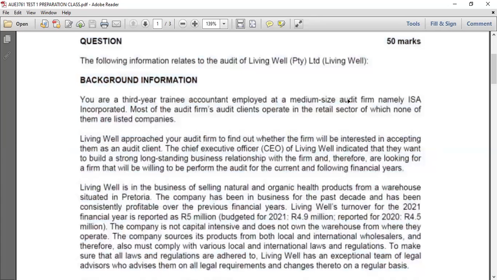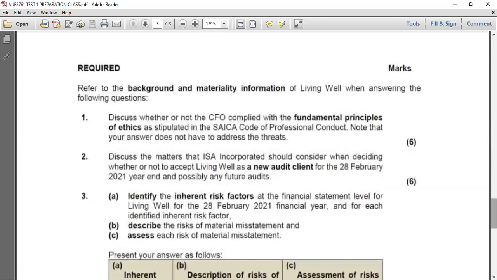All right, the following information relates to the audit of Living Well Private Limited, which is Living Well. Required: refer to the background and materiality information of Living Well when answering the following questions. So they will be based on the background and the materiality. All right, number one, discuss whether or not the CFO complied with the fundamental principles of ethics as stipulated in the SAICA Code of Professional Conduct. Note that your answer does not have to address the threats. So there's no need to address the threats.